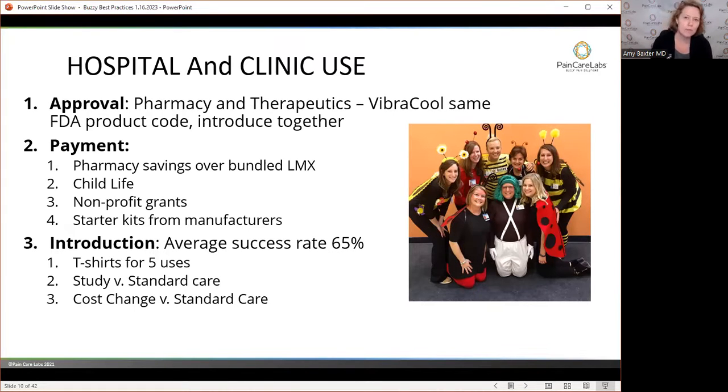And then many manufacturers are including Buzzy as part of their starter kit, either as an option for their patients or packaged in with the starter kit. So those are various ways to get Buzzy for use, either in your office or for the patients.